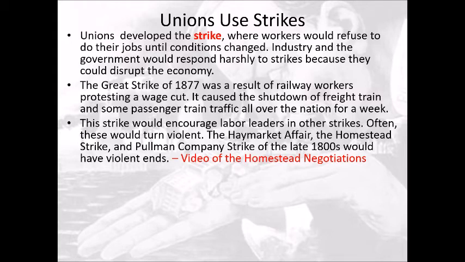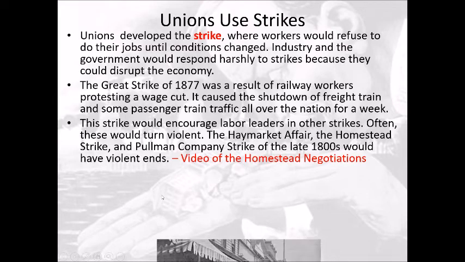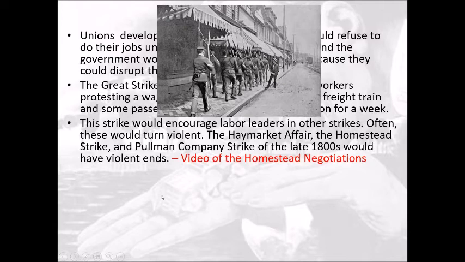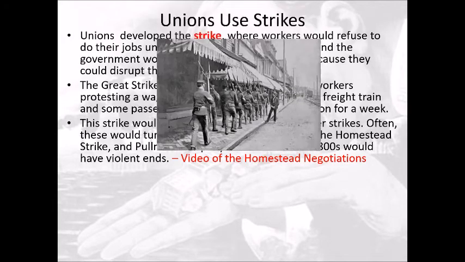Often, though, these strikes would turn violent. For example, the Haymarket Affair, the Homestead Strike, and the Pullman Company Strike, which we already looked at earlier, in the late 1800s would have violent ends. And in a minute, I'll show you a video about the Homestead Strike. But what we have to understand is that most of the time, the government would be sent in to break these strikes, to end these strikes, and to bring calm back to the area.